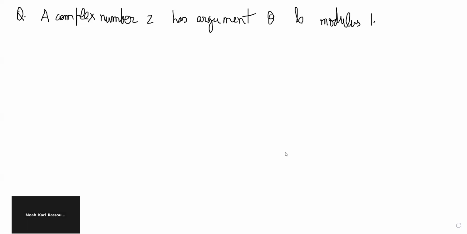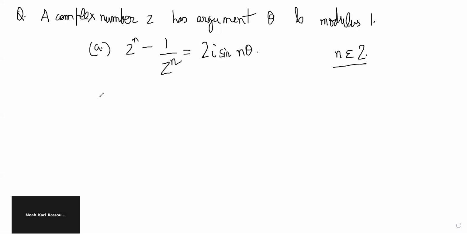You have to show that z power n minus 1 by z power n is equal to 2i sine n theta, where n belongs to the integers.